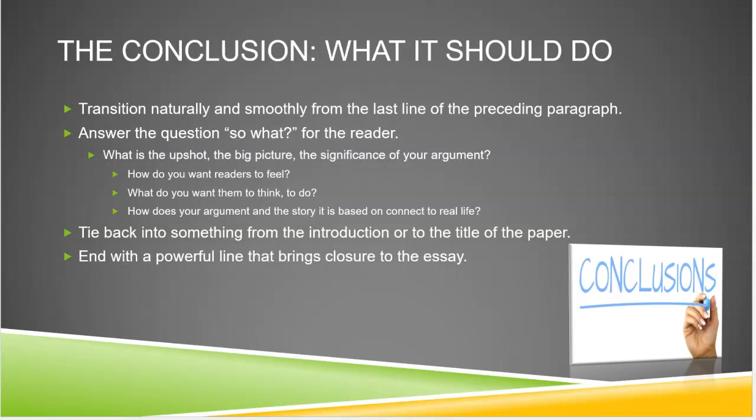In terms of writing a conclusion, there are some very specific things that you should try to do, and if you follow these things, you'll be well on the pathway to writing a conclusion that does what it needs to do. First and foremost, you should transition naturally and smoothly from the last line of the preceding paragraph. The easiest way to do that is to go back and reread the last line of the preceding paragraph and look for a word, an image, or an idea that you can tie into or repeat in the first line of your conclusion. Sometimes it can be something as simple as using a pronoun to refer to something that you mentioned in the last line of the previous paragraph.